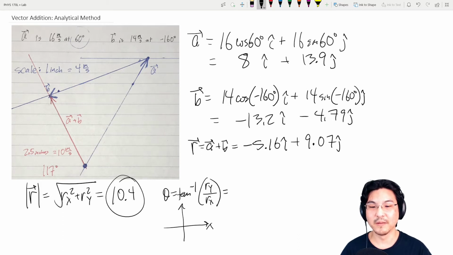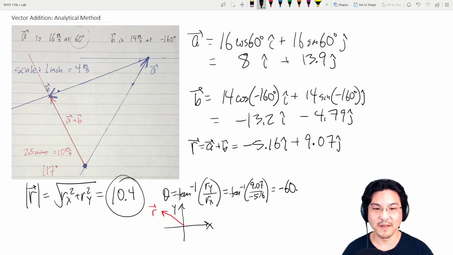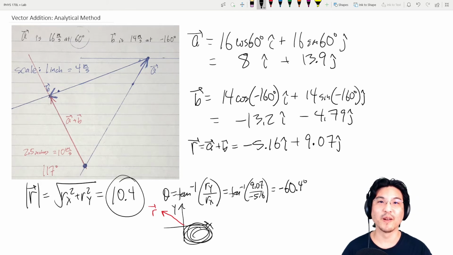Which means it's somewhere over here in quadrant 2. Right? Y is positive, x is negative. It's over here. But when I punch this in the calculator, the calculator said negative 60. Which then I look at that and think, that doesn't look right. Negative 60 is over here in quadrant 4.